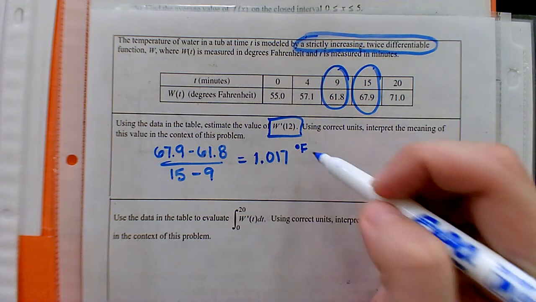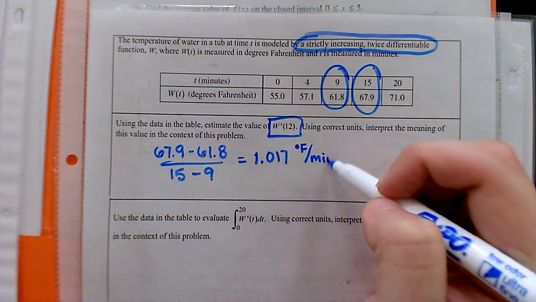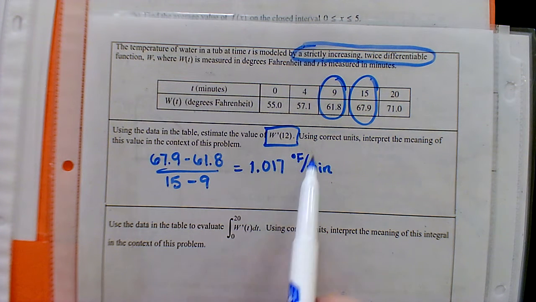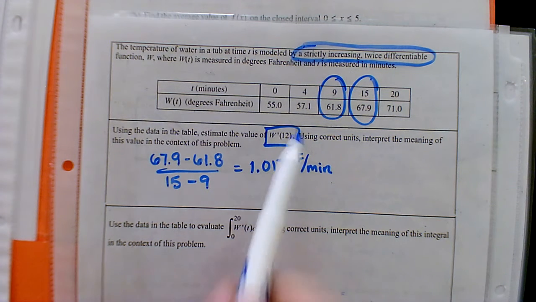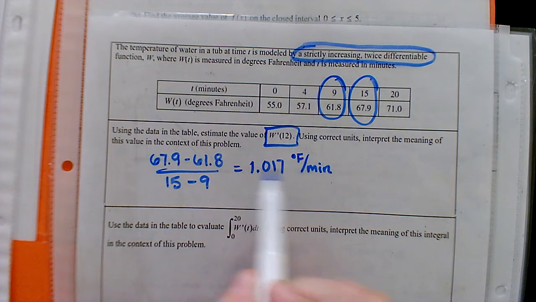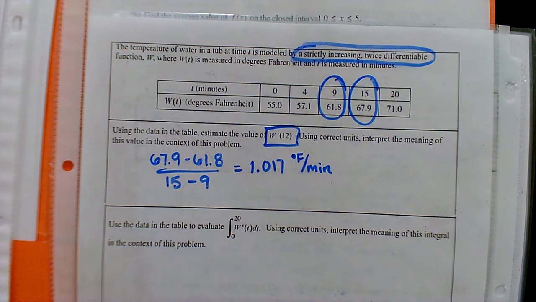Degrees Fahrenheit per minute. Perfect. Okay, so using correct units, which we did, interpret the meaning of this value in the context of the problem. So what do you think this is telling you about the temperature at this time 12? There we go. If a derivative is positive, okay, think about your connections.